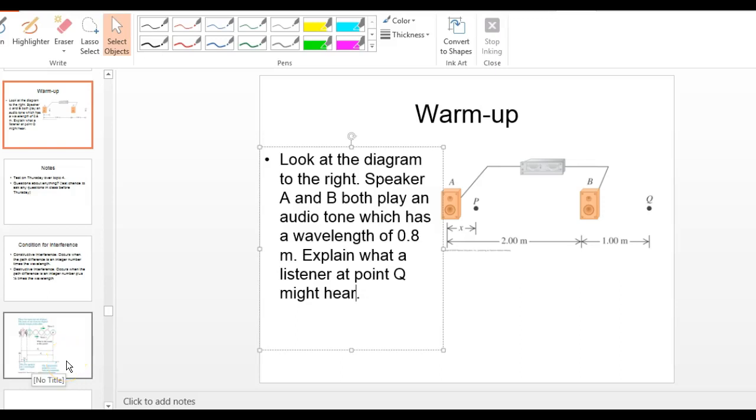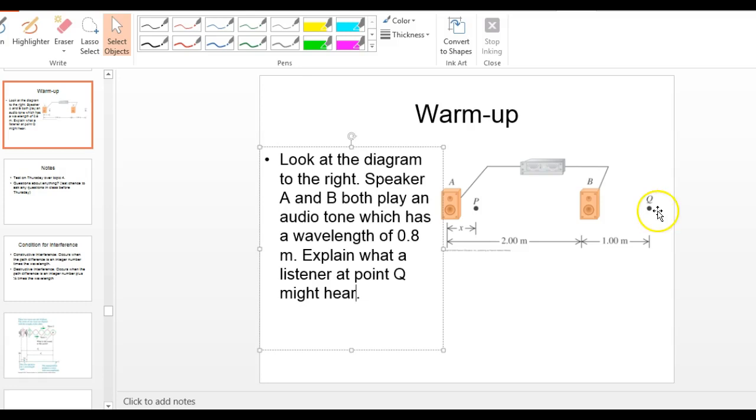Okay, I'm just going to make this quick video talking about constructive and destructive interference and path difference a little bit more. We had this warm-up question where we have two speakers and they're playing an audio tone and the wavelength is given, and it wants to know what the listener at point Q would hear. And so this would be a question about whether or not there's constructive interference or destructive interference.